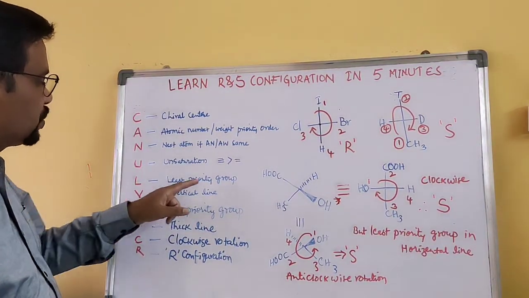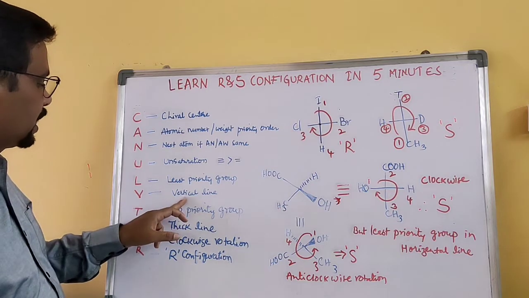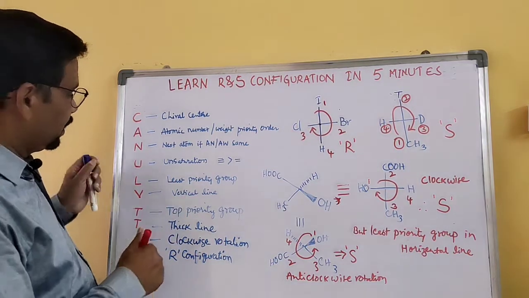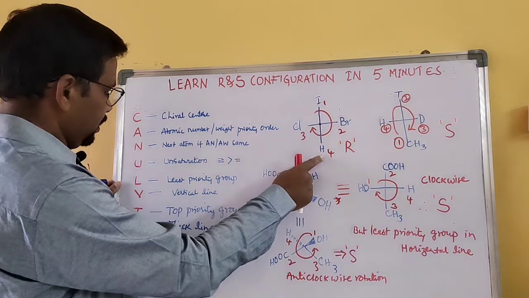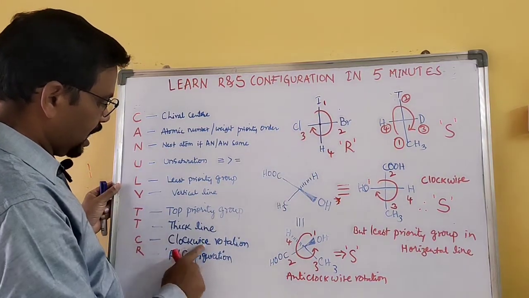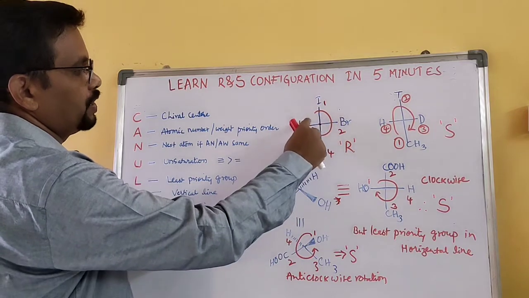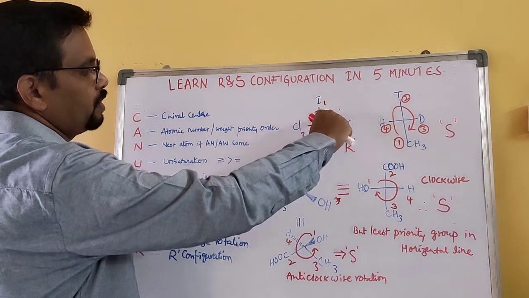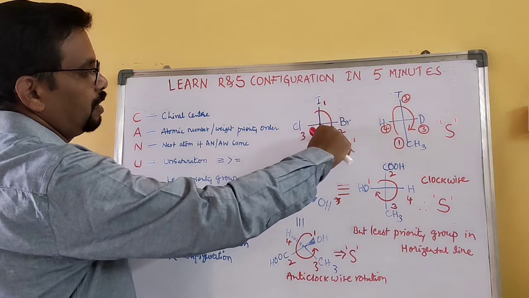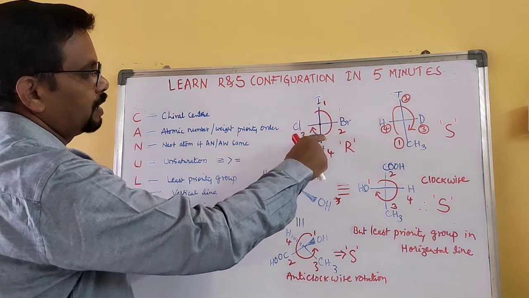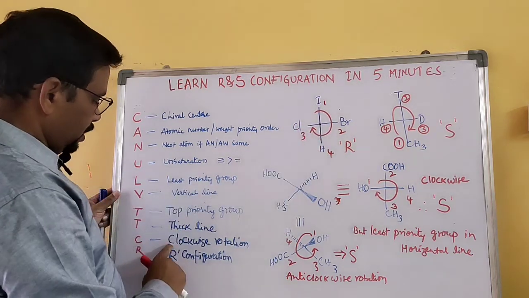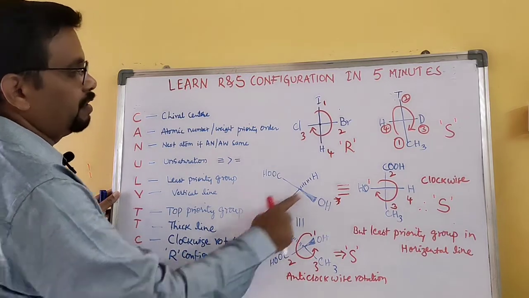Okay, once you have finished giving priority order to the 4 different atoms or groups, then remember these letters: LV. L means least priority group, V means vertical line. If the least priority group is in the vertical line, then CR means clockwise rotation, then R configuration. So this is the clockwise rotation. If you connect the arrow mark in increasing number order, you will get clockwise rotation. So it is clockwise rotation, therefore R configuration.